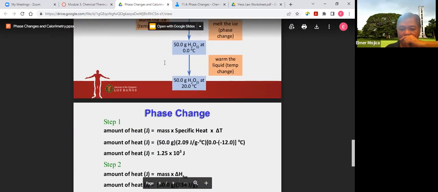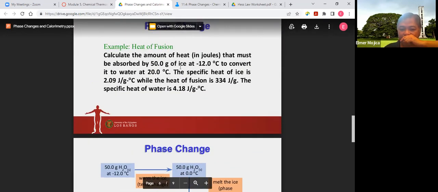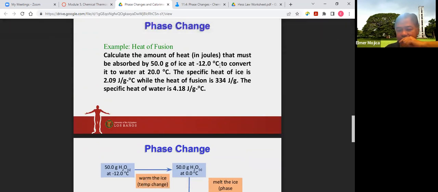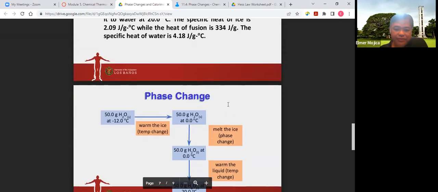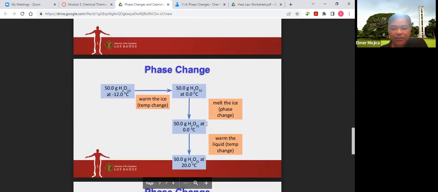Now, you can do the same thing with the next example here. 50 grams of ice at negative 12 degrees Celsius to convert to water at 20 degrees Celsius. So again, this is made up of 3 steps. Okay, from negative 12 to 0. And then at 0, you have the heat of fusion. And again, it's joules per gram. Okay, and then once it becomes water, the transition from 0 to 20.